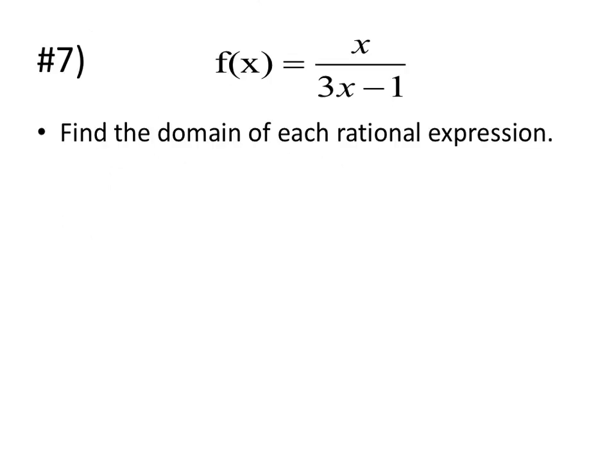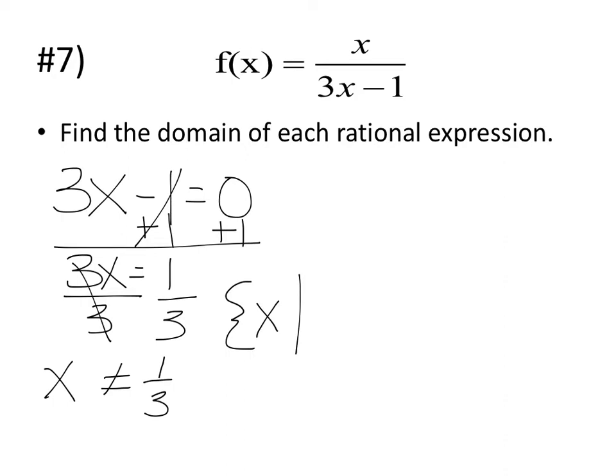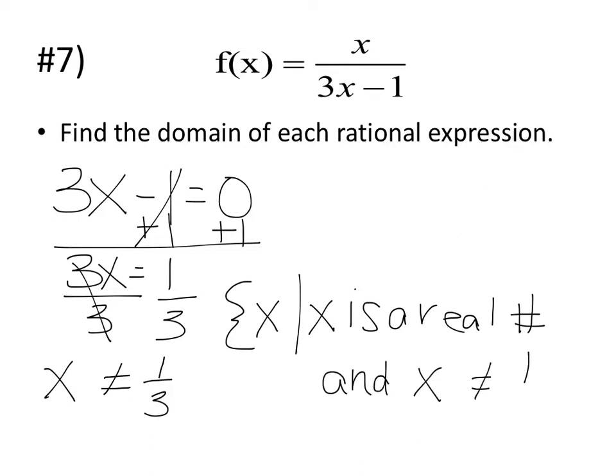Okay, here again we have a variable in the denominator, so we say 3x minus 1 is equal to 0. Add 1 to both sides, you get 3x is equal to 1. Divide both sides by 3. So x cannot be 1/3. So again, x is the set of numbers such that x is a real number and x cannot be 1/3.